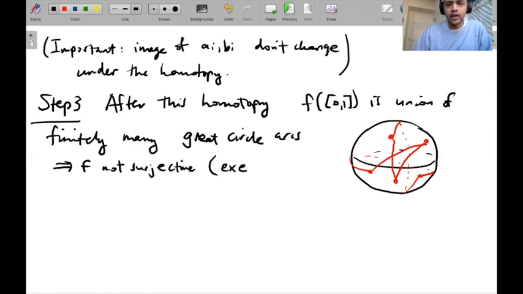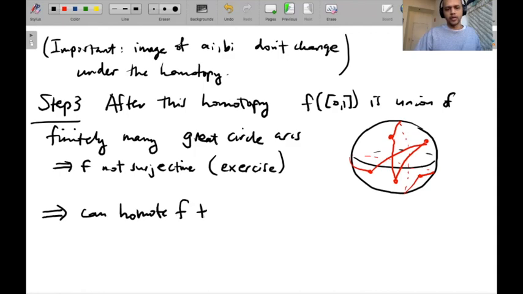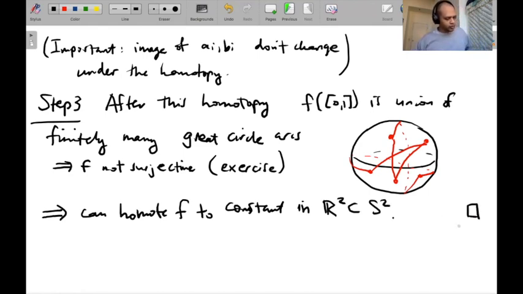Which I'm going to leave to you as an exercise, that the union of finitely many great circle arcs has no chance of covering the 2-sphere. So that will be, I think I'm going to put that on a homework assignment. So then we can homotope f to a constant in R^2 as discussed above. Okay, good.